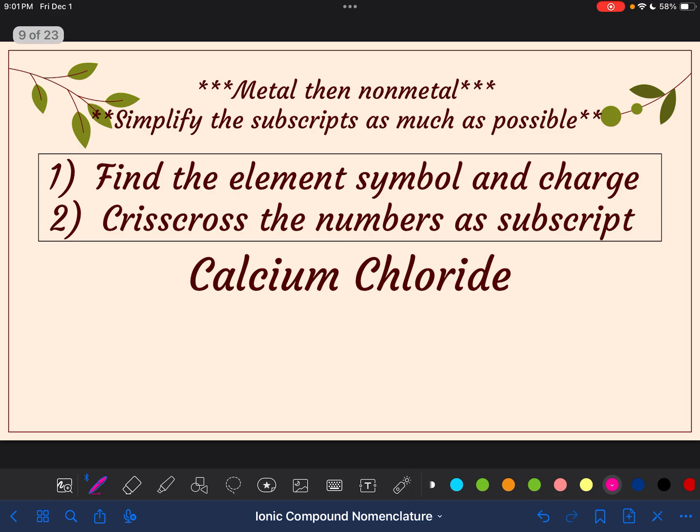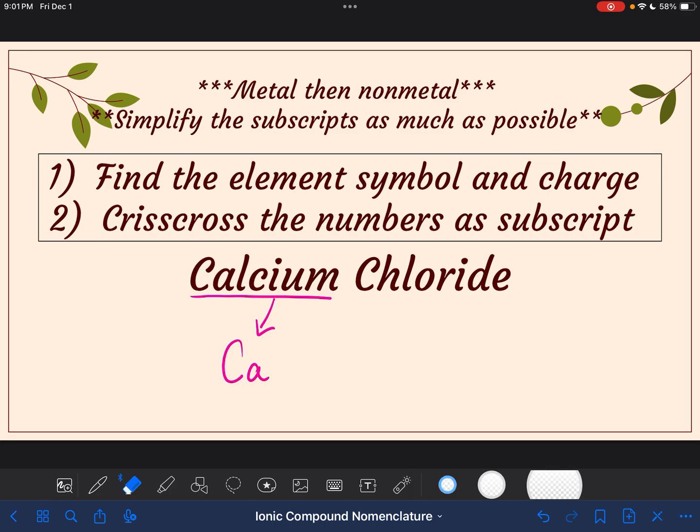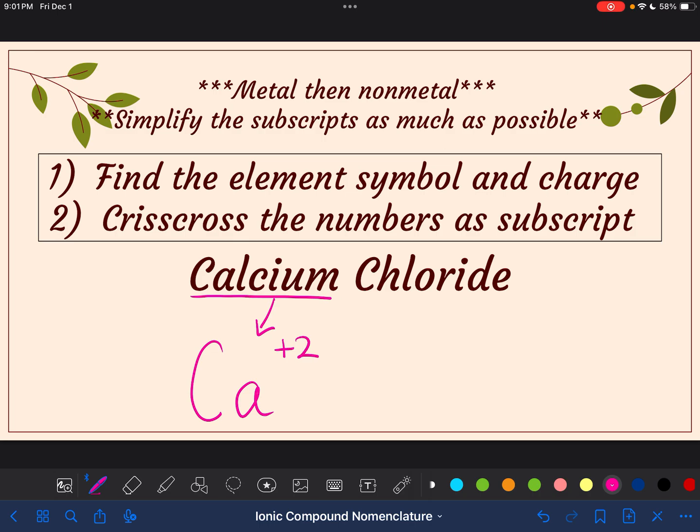Okay, so calcium. What's the symbol for calcium? Calcium is Ca. Let me write this bigger. Ca. Before chlorine, what's the charge for calcium in the periodic table? Since it's in the second column, it's going to be a +2 charge.